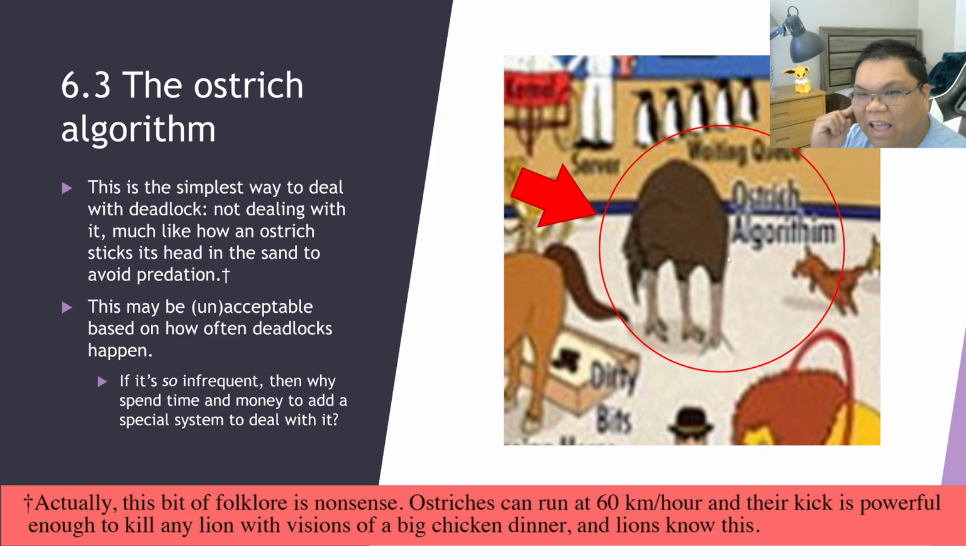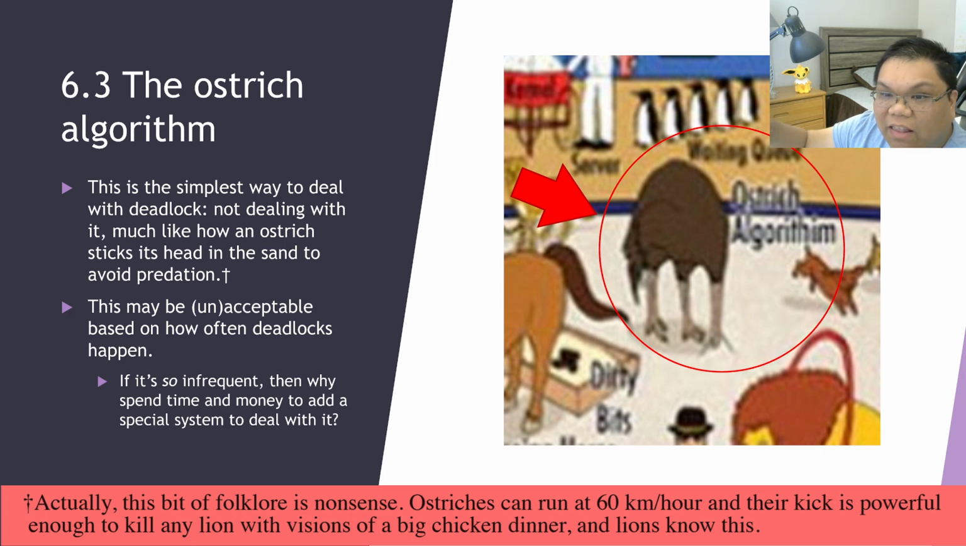The problem with the ostrich algorithm is that it's based on a misconception that ostriches stick their heads in the sand to avoid predation. This is nonsense. Basically, ostriches can kick so hard that it can kill a lion. And even if it doesn't outright kill the lion, if the lion's jaw is broken by an ostrich's kick, then that lion will die of starvation because it can't eat anymore. So this thing about ostriches sticking their head in the sand, that's nonsense.